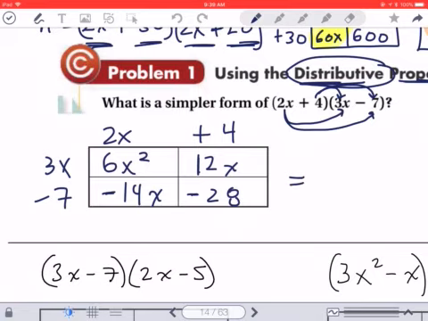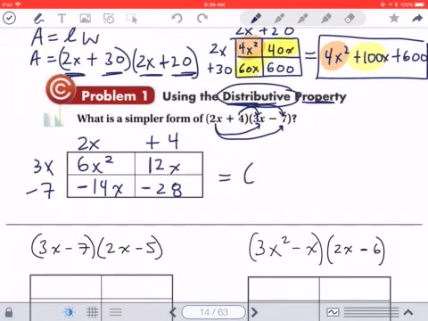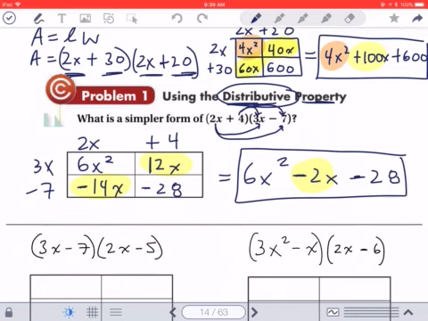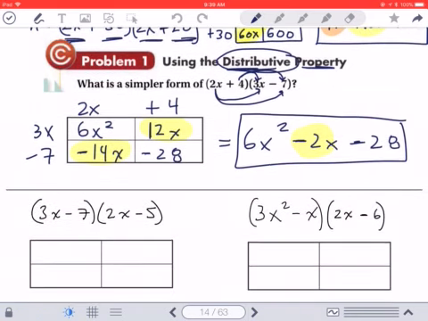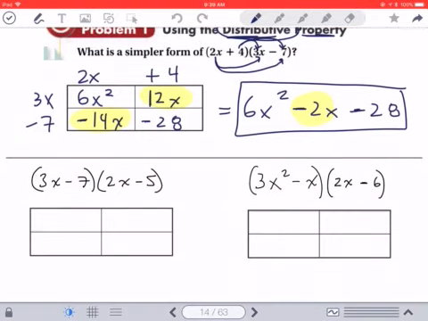And then I just want to simplify this. So I have 6x squared, and remember like terms are going to appear at diagonals here. So when I combine negative 14x and 12x, I get negative 2x, and then minus 28. And if I make any errors in this, let me know, guys. Send me an email so we can go back and fix it. I'm sure I'll make something here.